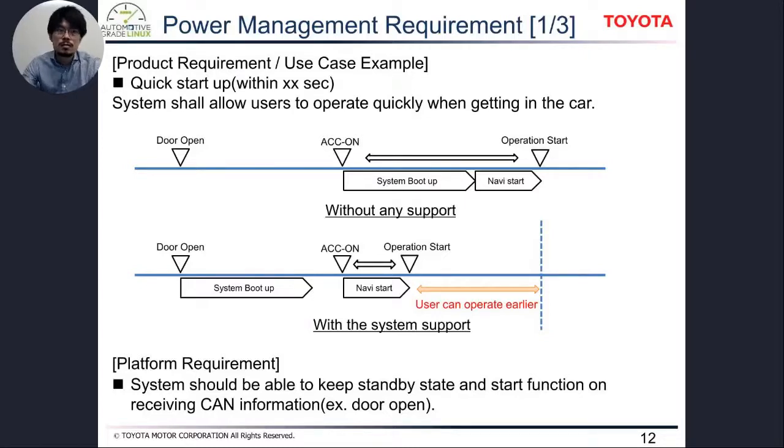Third topic is the power management module. One typical use case is quick startup. Product requirements usually define a startup time target, for example, that operation can be started within X seconds. So systems shall allow users to operate quickly when getting in the car.